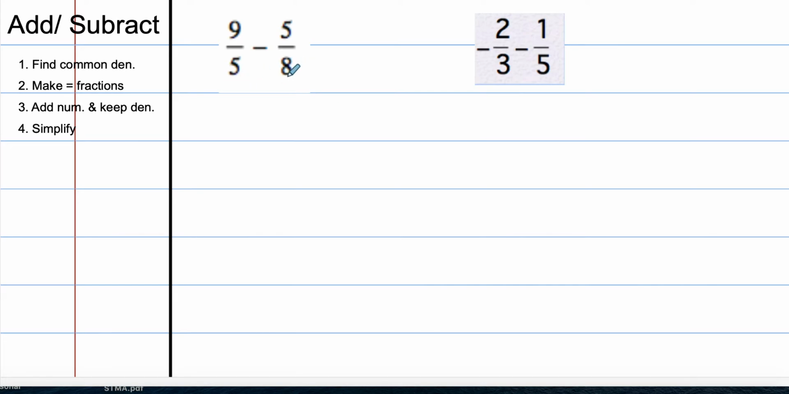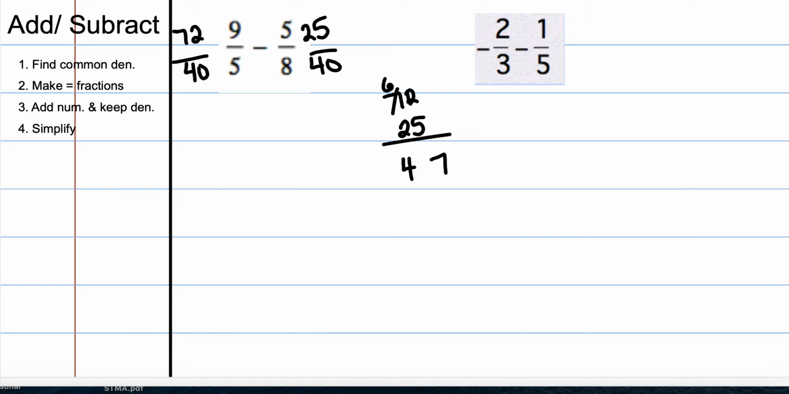All right, common denominator here. First one I can think of is 40. Let's just multiply them together. So times 8 is 72. Times 5 is 25. And now I'm subtracting. So 72 minus 25. This is the reason I like to write them over each other, but you don't have to. And you get 47/40ths, which would be 1 and 7/40ths. And yes, you need to turn it into a mixed number.